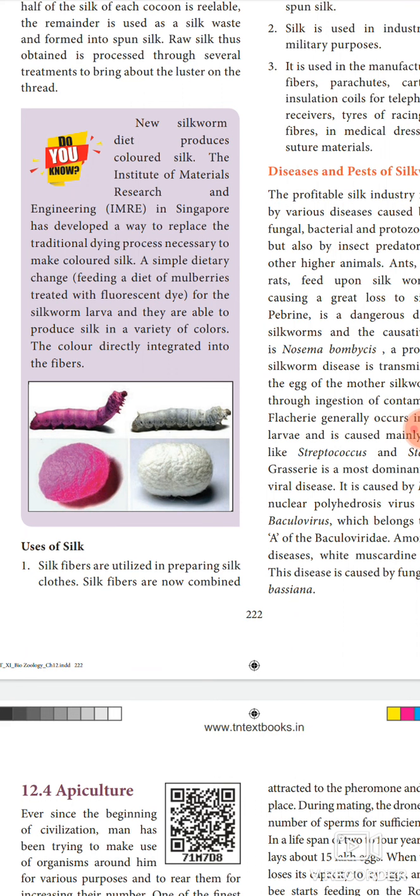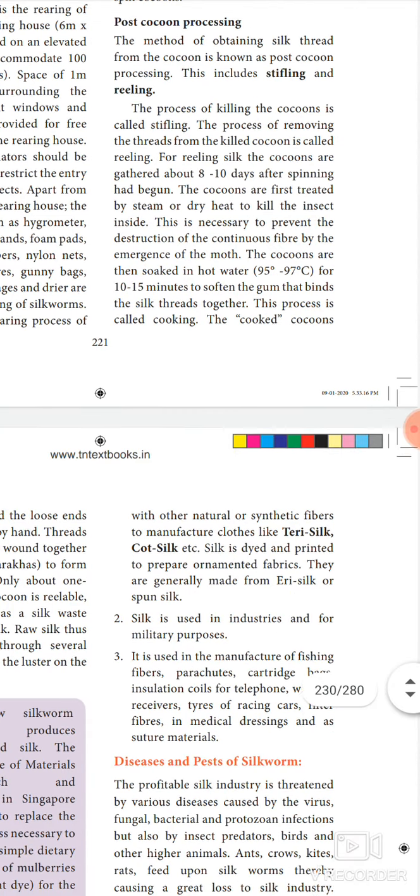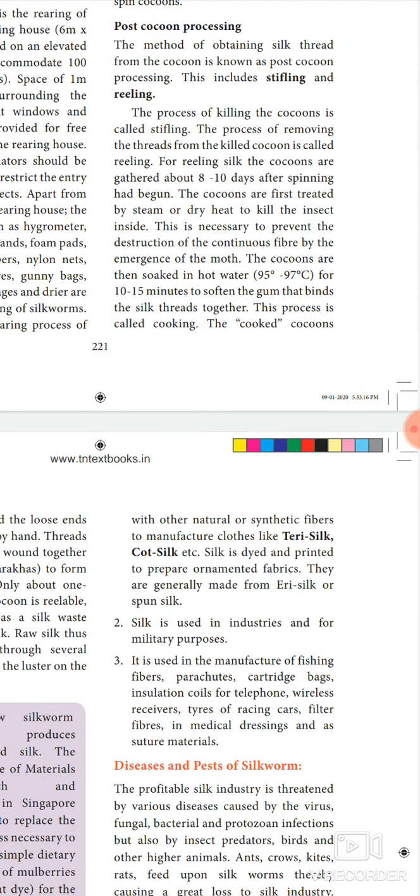Next we see about the uses of silk. Silk fibers are utilized in preparing silk cloth. Silk fibers are now combined with other natural or synthetic fibers to manufacture cloth like terry silk, cotton silk, etc. Silk is dyed and printed to prepare ornamented fabric. They are generally made from silk or spun silk. Then silk is used in industries and for military purposes also. It is used in the manufacture of fishing fiber, parachutes, cartridge bags, insulation coil for telephone, wireless receiver, tires of racing cars, filter fiber in medical dressings and as suture material.